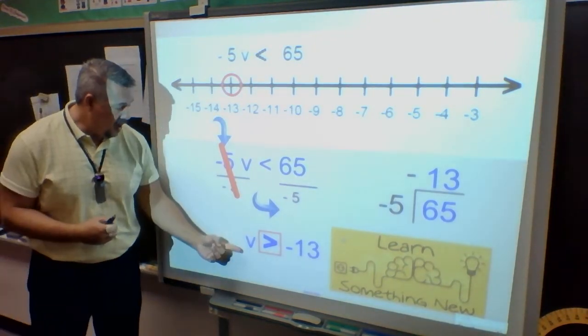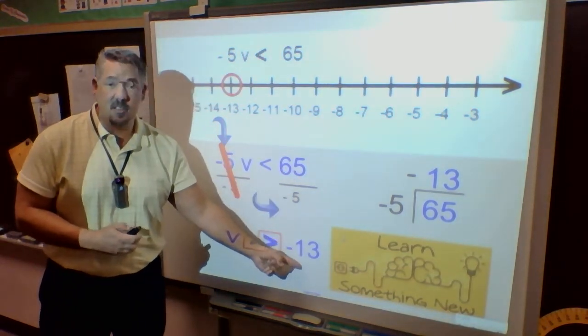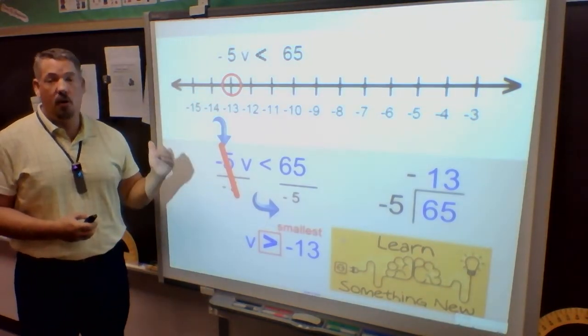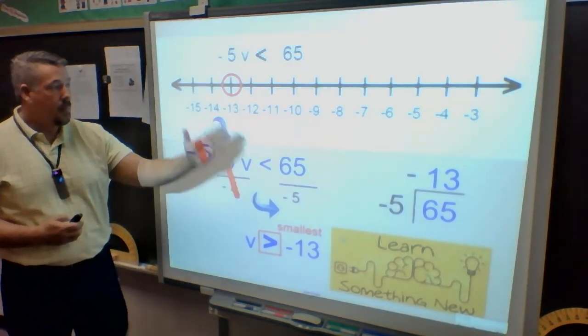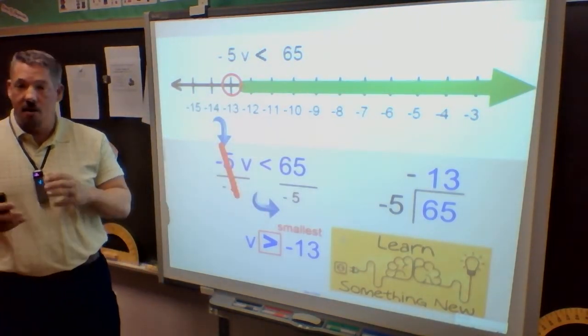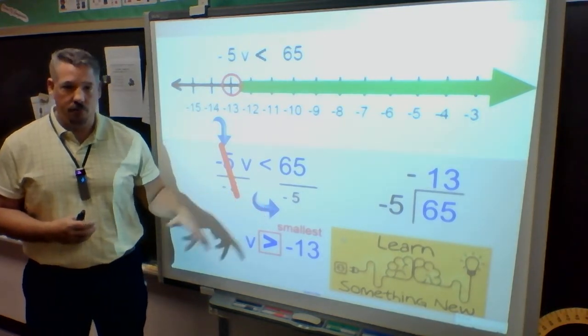I look at where my v is. It's being pointed away from. Negative 13 is going to be my smallest because the arrow points to it. So I know that v has to be anything greater than negative 13. So everything to the right is going to be shaded. Not difficult, as long as I pay attention and figure out what I'm talking about.